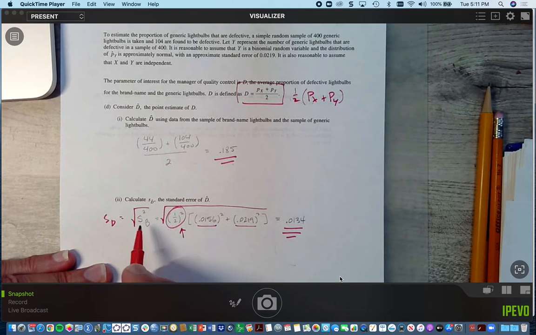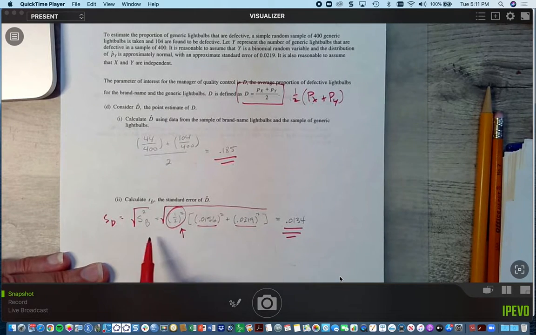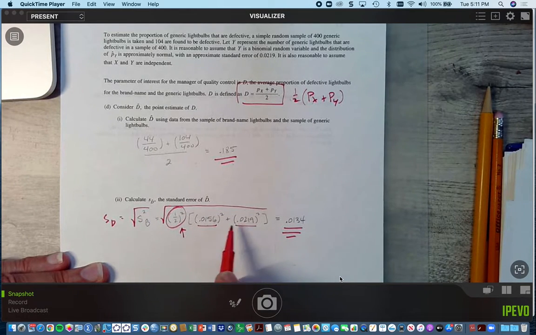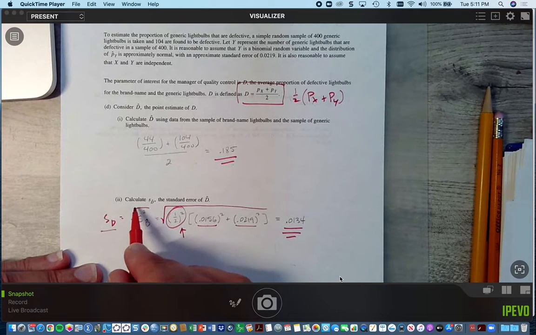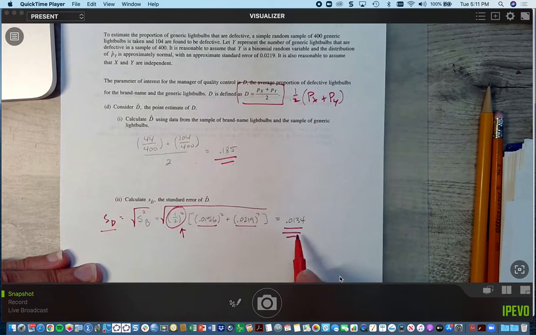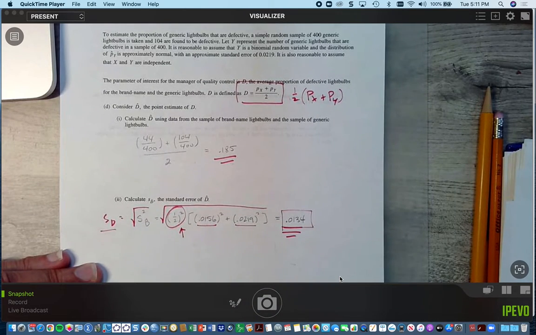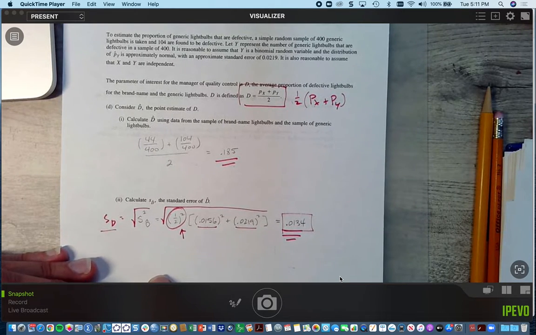What's in pencil is the variance. The variance is equal to 1/2 squared times the sum of the variances. Then to get the standard deviation, take the square root of that, which is that number. This is a little bit different, but it is something that you should have seen somewhere in the course.